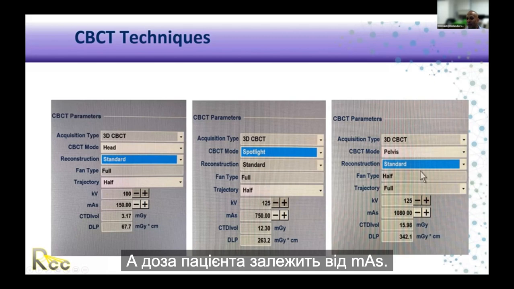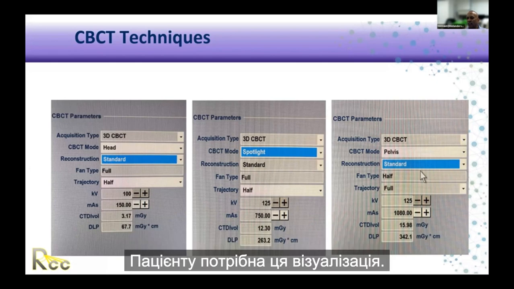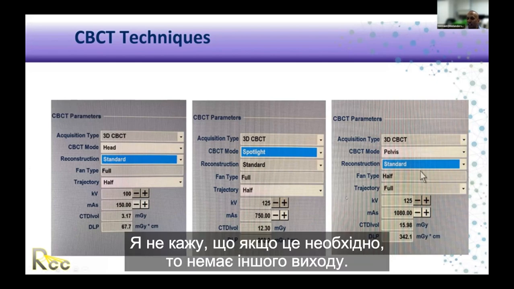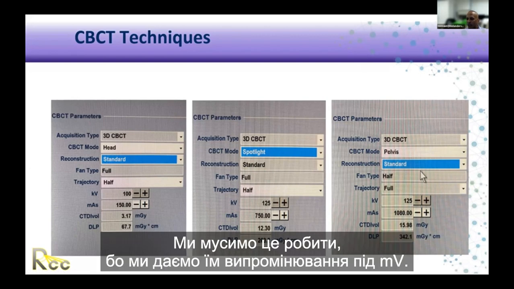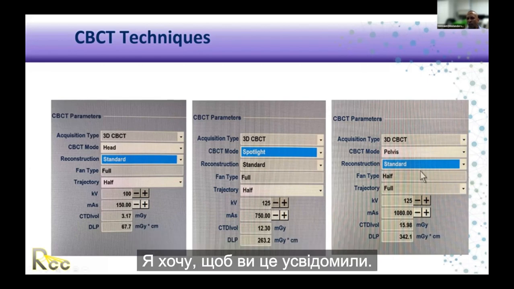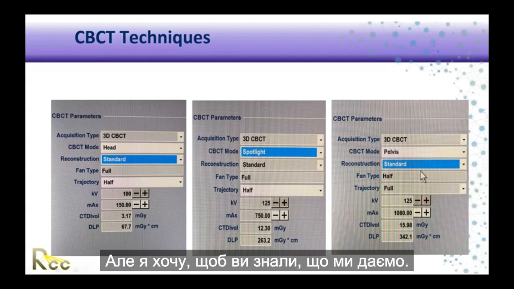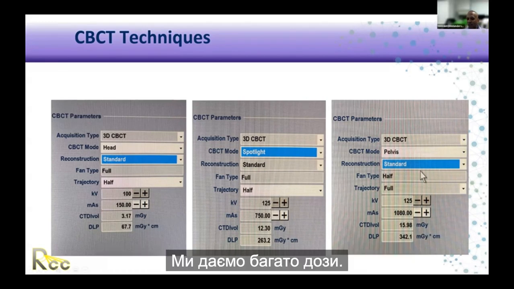And the dose to the patient comes from the mAs. So let's ask ourselves, do we need that imaging first? Talk to your doctor, does the patient need this imaging? I'm not saying that if it's needed, there's no other option, we have to give it, right? Because we're giving megavoltage radiation, make sure it's necessary before you do that. Look at the compression. I want you to be aware of what kind of mAs we're giving. That's what I'm saying: when it's digital, you don't have that connection anymore with the kV and mAs. But I want you to be aware of what we give. That's a lot of dose given.